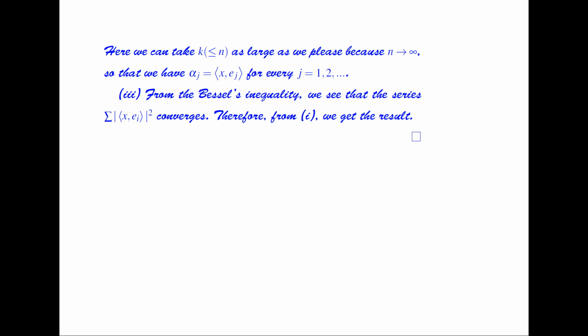So we will now discuss the third part. From Bessel's inequality, we can see that the series summation of the modulus of the inner product of x comma e_i squared converges. Therefore, from part 1 we can get the result of the third part.